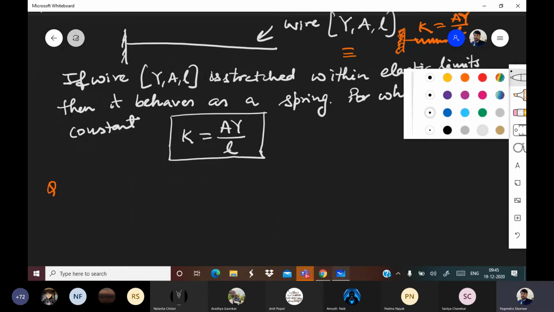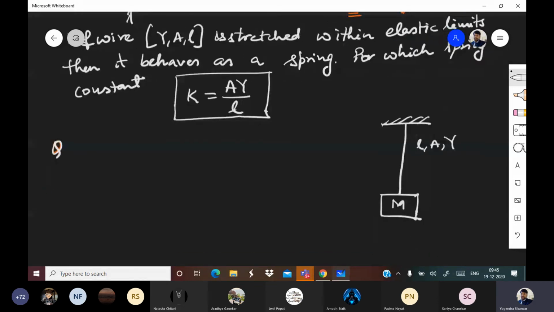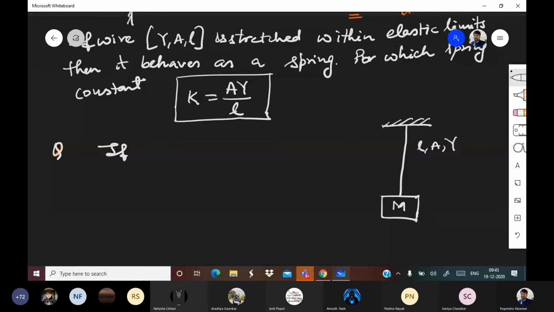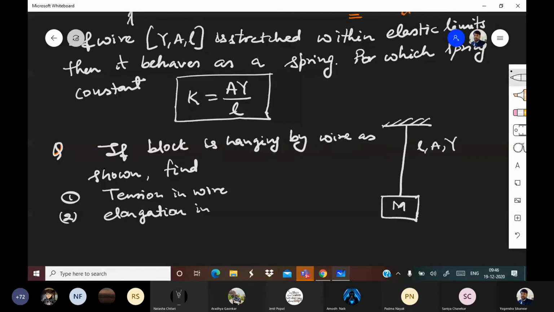Question. So this is a block of mass capital M. The wire is of length L, area A, Young's modulus Y. If the block is hanging by the wire as shown, find number 1, tension in wire, number 2, elongation in wire, number 3, energy stored in wire.